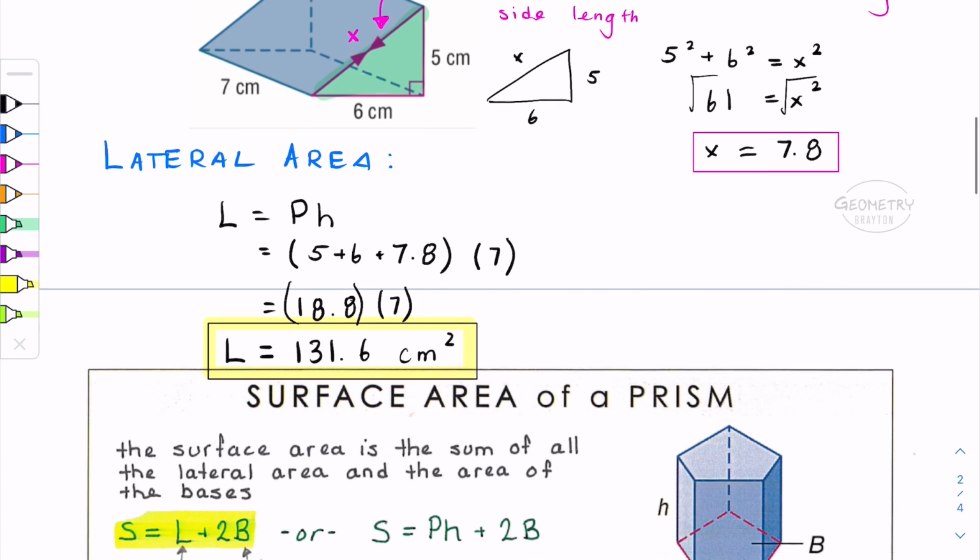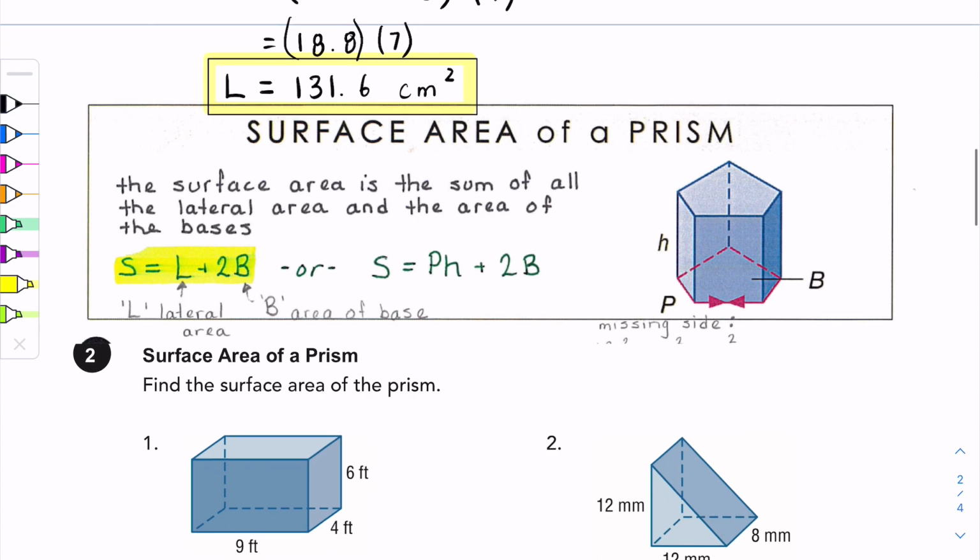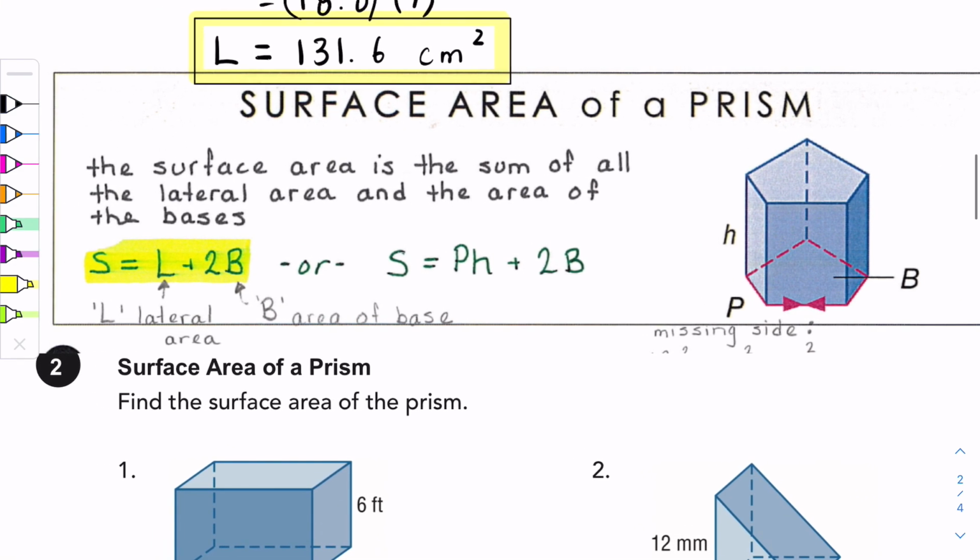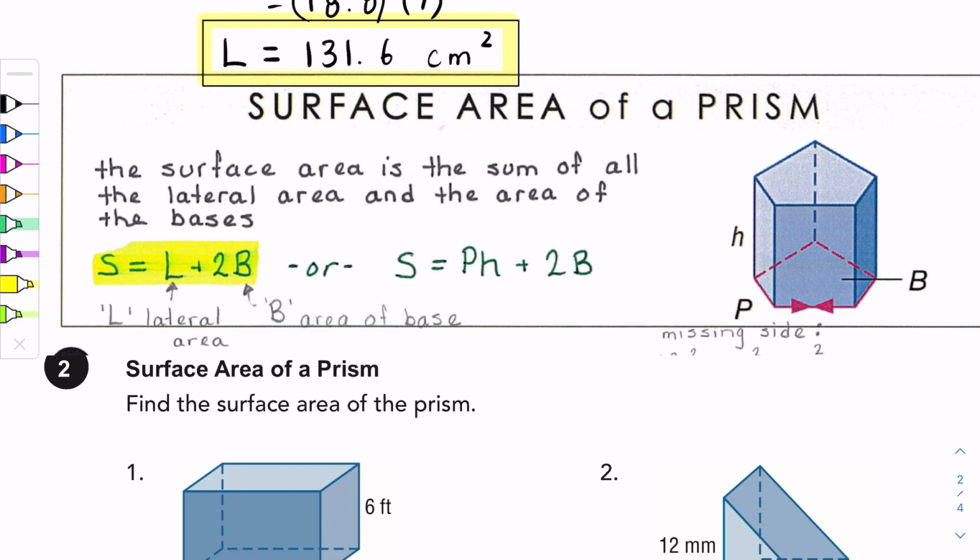So now we're going to move into surface area, which is the major part of today's lesson. But surface area uses lateral area. So the surface area is the sum of all the lateral area and the area of the bases. So it's the area of everything, not just the sides of the figure. It's the bases, it's the sides, it's everything.